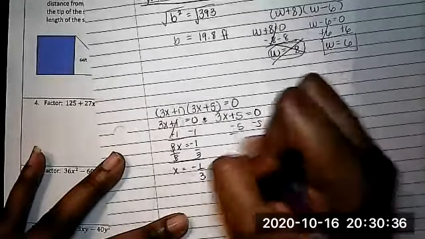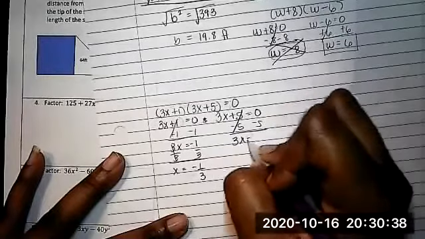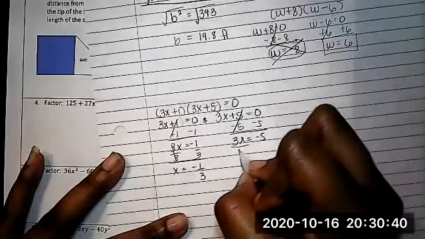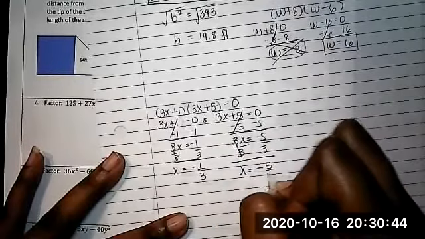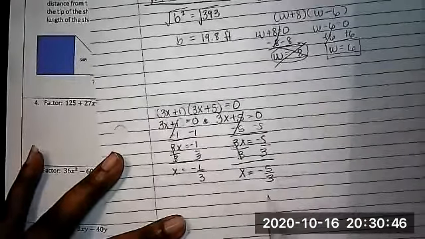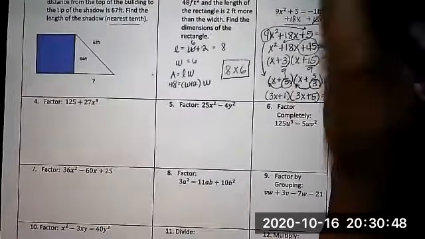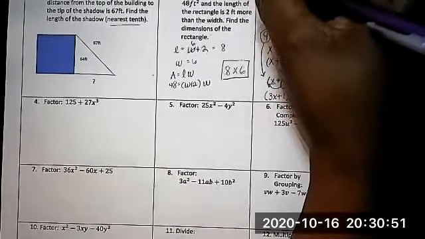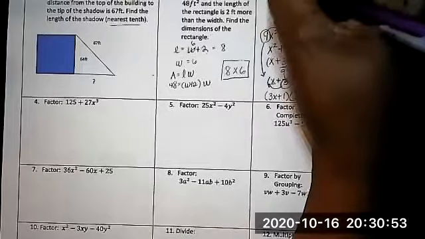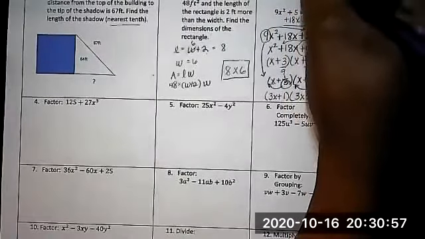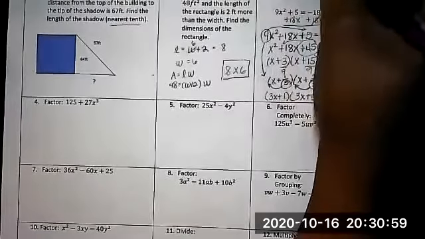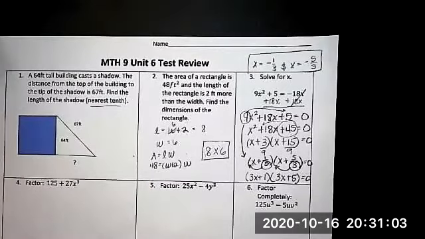Over here, I'm going to subtract 5. Divide by 3. X is going to be equal to -5/3. Okay, so we have the two different answers, and that's it. So our answer here is x is equal to -1/3, and x is also equal to -5/3. Okay, that is your answer there for the number 3.